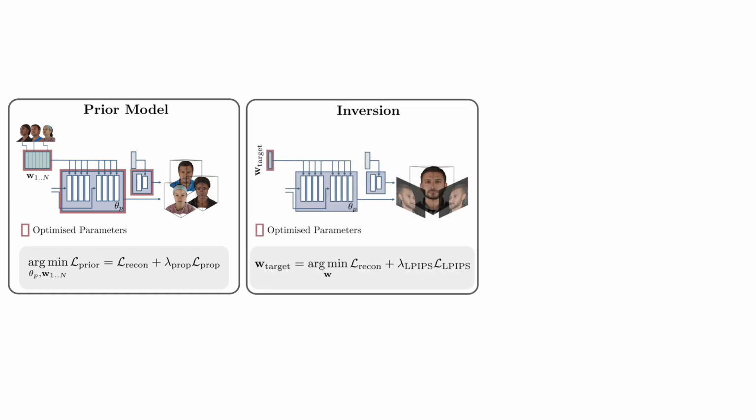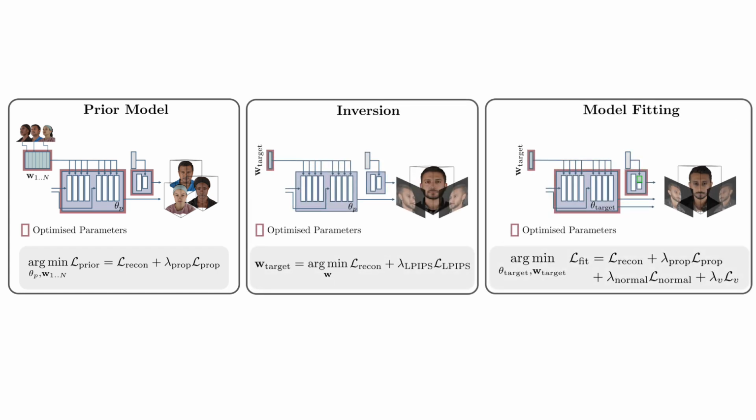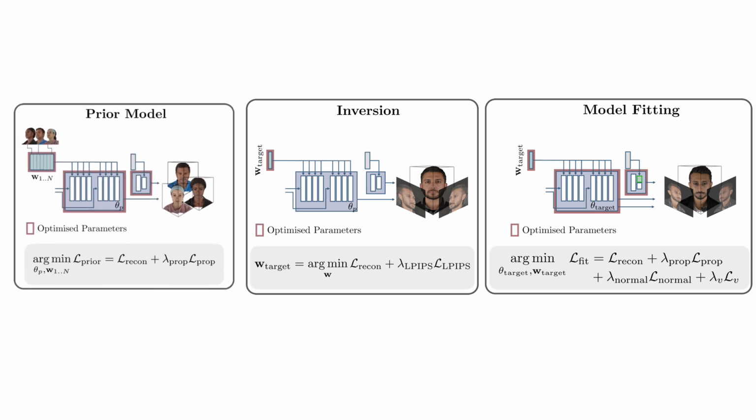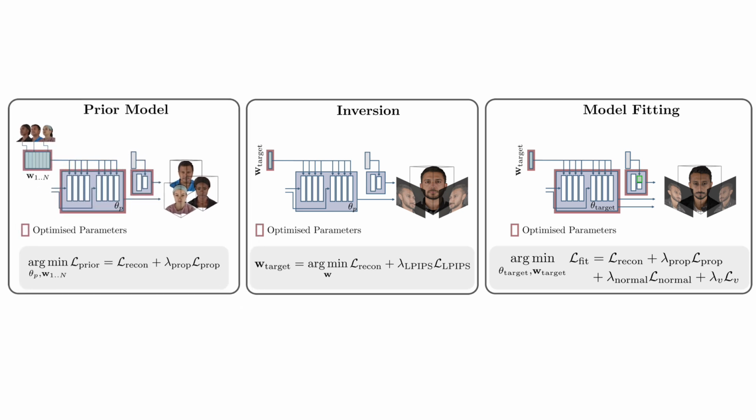Our pipeline consists of 3 steps. First, we train a multi-subject prior model on a collection of low-resolution multi-view images. We then perform inversion and model fitting to render novel views at a high resolution. Training the prior model is a one-time event. The inversion and fine-tuning is performed for each target identity. Let's see the 3 steps in more detail.